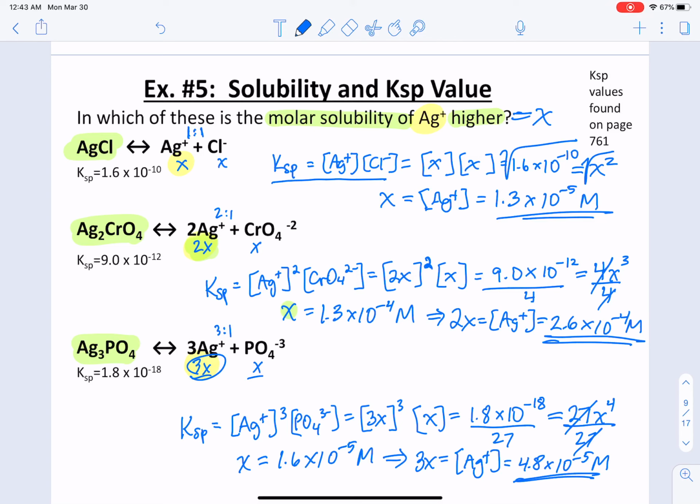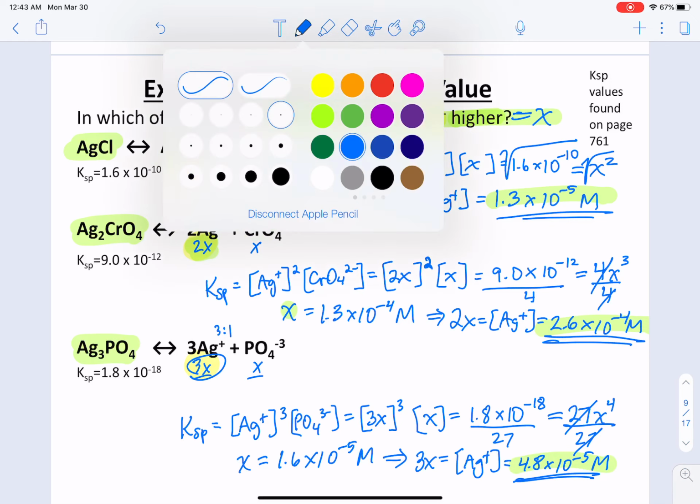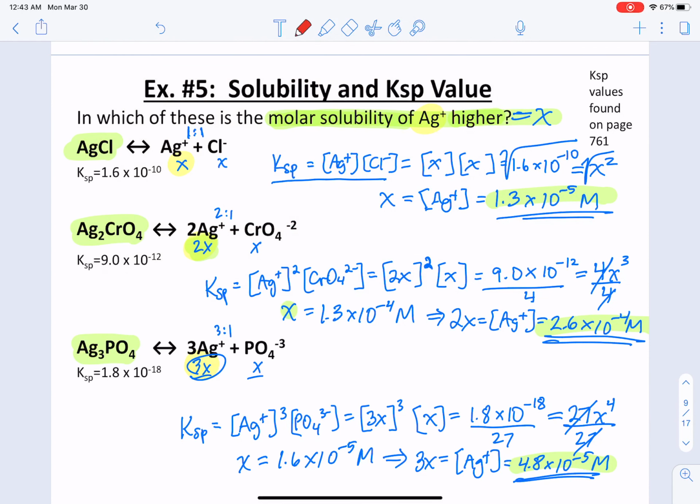So what I'm doing now is comparing those three values. For which one of those is the molar solubility of silver higher: 1.3 times 10 to the negative 5, 2.6 times 10 to the negative 4, or 4.8 times 10 to the negative 5? I think the answer is fairly straightforward. The largest value is 2.6 times 10 to the negative 4, so it is silver chromate that has the highest concentration of silver ions.